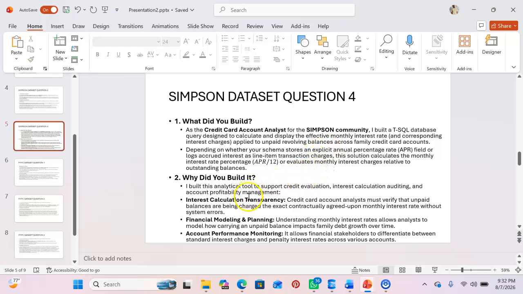So why did we build it? I built it as an analytical tool to support credit evaluation, interest calculation, auditing, and account profitability management.